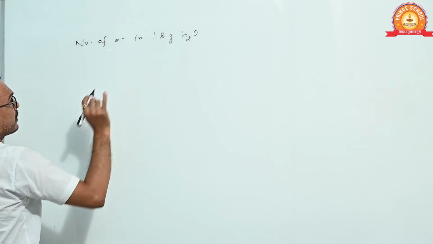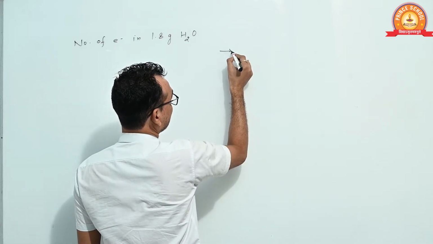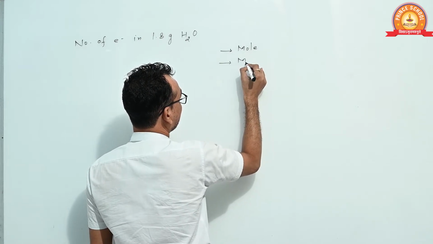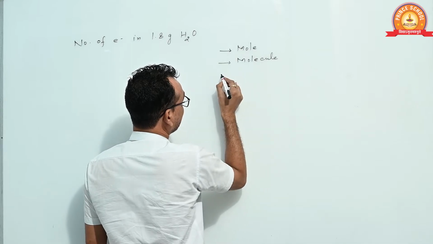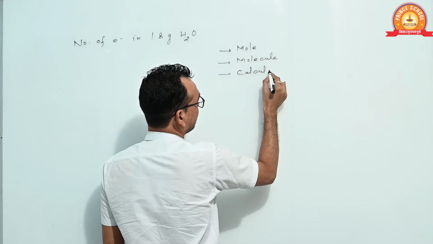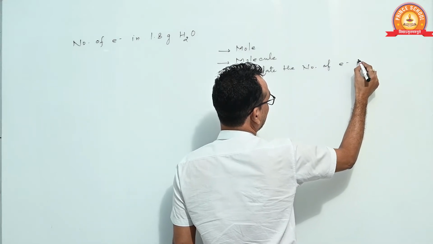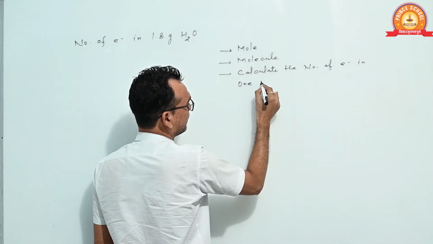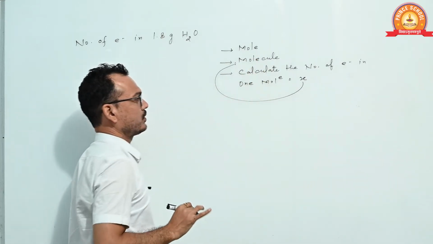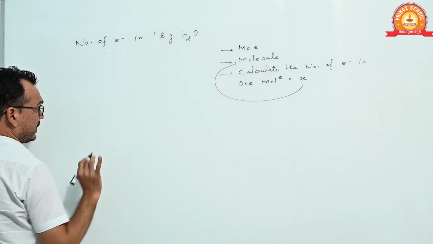We know that when we want to calculate the number of electrons, first you prepare the mole, and after getting the mole you prepare the number of molecules. Then what is the procedure at the next step? Calculate the number of electrons in 1 molecule, then multiply this value with the number of molecules, then we get the total number of electrons in 1.8 gram H2O.